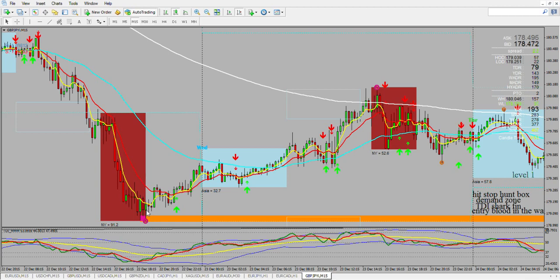We got peak formation. You see how it trades off the peak? It doesn't come down here because they got volume trapped on these wicks right here. Volume is trapped on the peak formation.